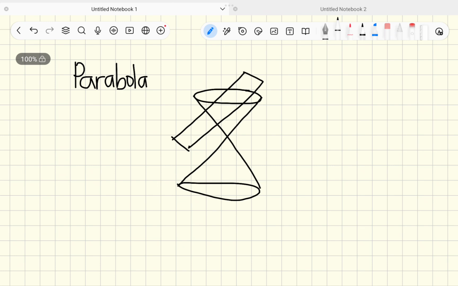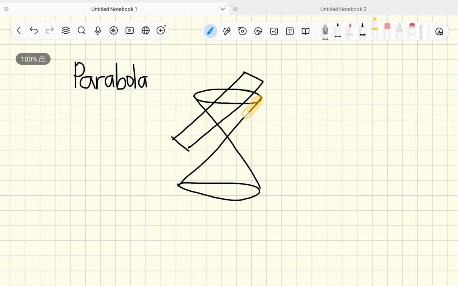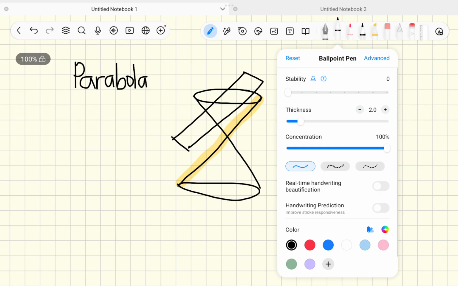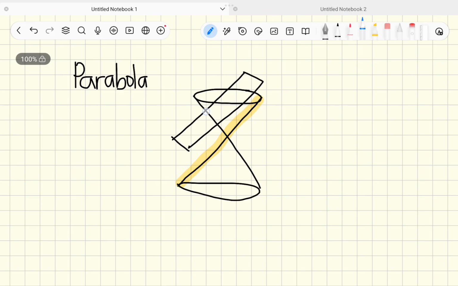So this side here, let me highlight, let's have it yellow. This is the generator. Now suppose your plane is parallel to the generator. There you have your parabola, or then your parabola is formed. So it would be somewhere here.